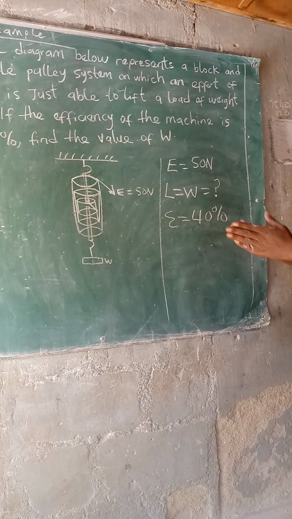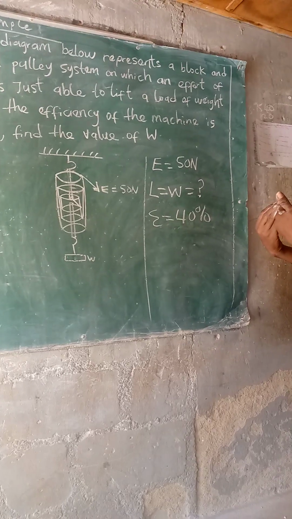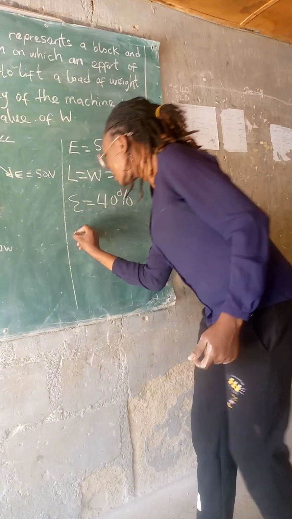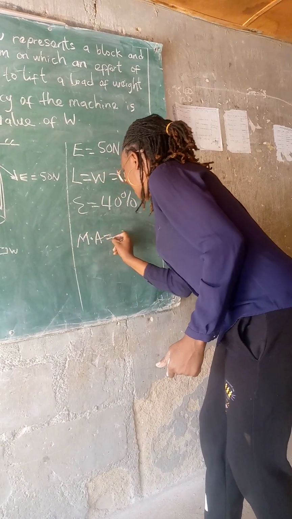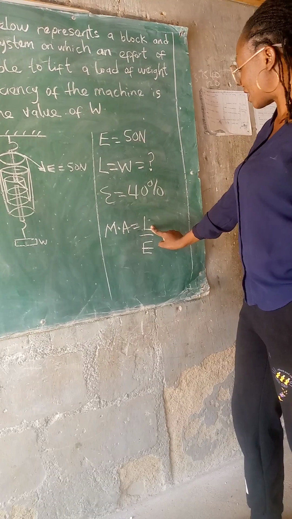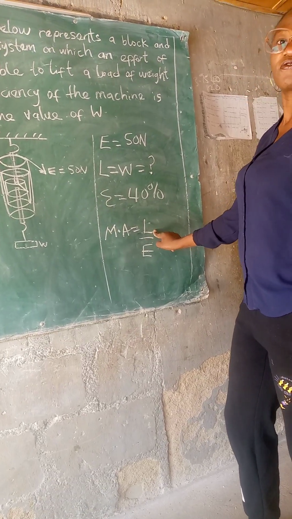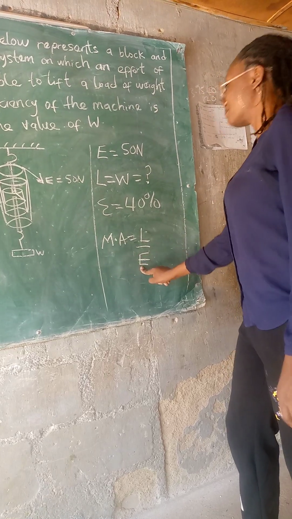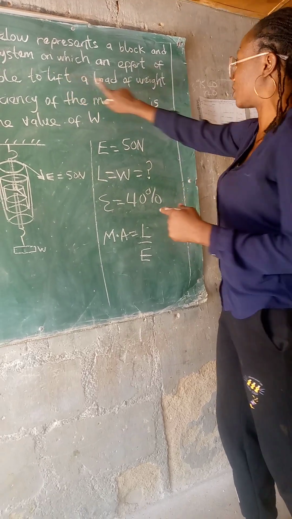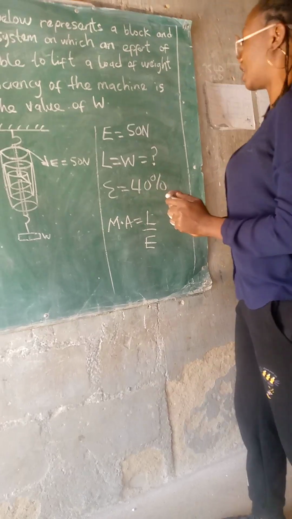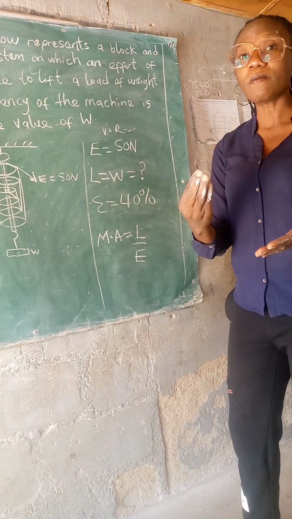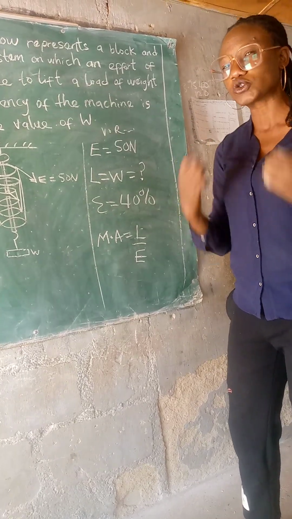W is synonymous to the load. In machines, let's think about a formula that has load: mechanical advantage. MA is equal to load over effort. From here we can find load. We make load the subject of the formula, then we have MA times E. I said before that the velocity ratio, though not given in the question, can be found from the diagram. Our VR is the number of pulleys or the number of ropes supporting the pulleys.